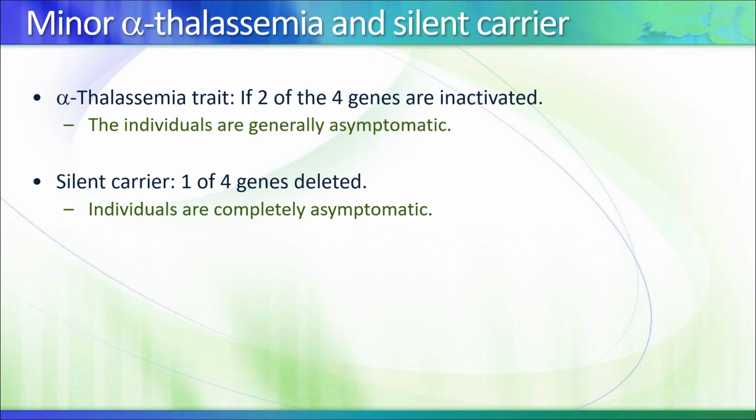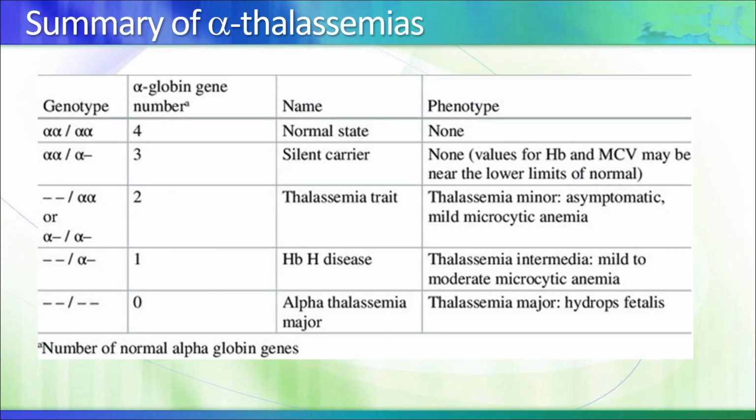Now you have minor alpha-thalassemia, where basically 2 genes are active. Now these individuals are asymptomatic. And you have a silent carrier where 1 gene is deleted. These people are totally asymptomatic. So these are again the different possibilities.